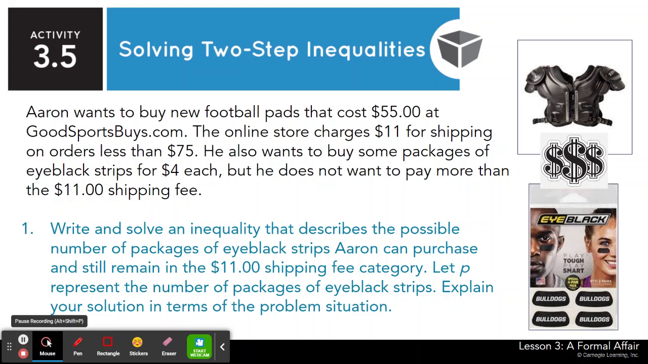Alrighty, this is activity 3.5. Let's get started. Aaron wants to buy new football pads that cost $55 at goodsportsbuys.com. The online store charges $11 for shipping on orders less than $75. He also wants to buy some packages of eye black strips for $4 each, but he does not want to pay more than $11 for the shipping fee.